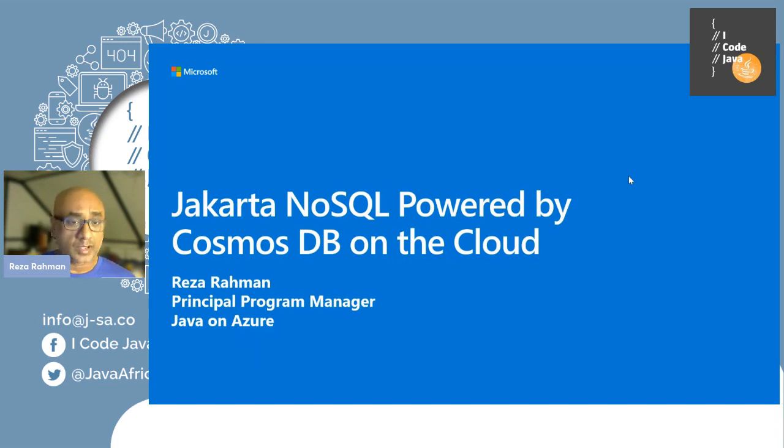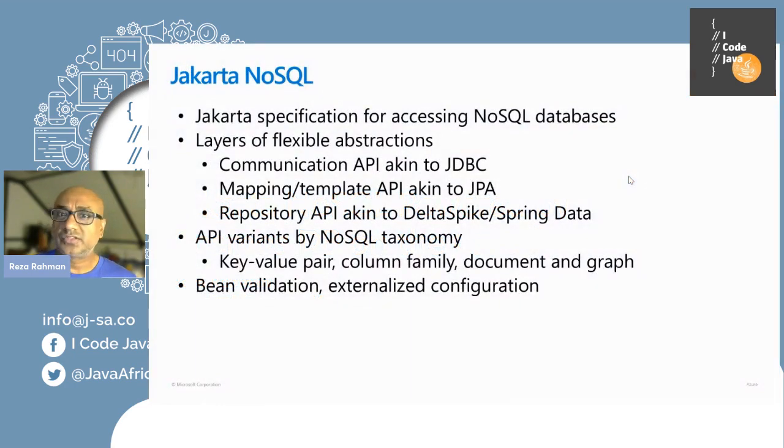Okay, so as I mentioned, you can see the title of the talk. Again, this talk is about how you take Azure Cosmos DB, which is a NoSQL database running on the cloud, on the Azure cloud in particular, and how you use it through this new standards-based API called Jakarta NoSQL. All right. So what is Jakarta NoSQL? Well, as you can imagine probably from the name, it is a Jakarta specification. It's a specification that is part of the Jakarta EE umbrella that allows you to have a uniform API to access all manners of NoSQL databases.